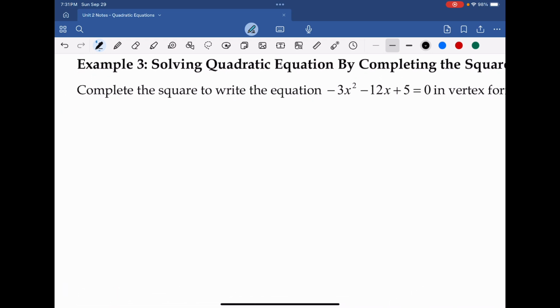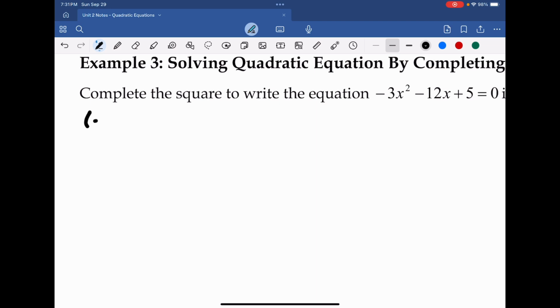So what we're going to do, first and foremost, we want to look for a GCF. Is there a GCF of 3, 12, and 5? No. So we're not going to divide this original equation by anything. Second part, I want to pair together my first 2 terms. Negative 3x squared minus 12x in brackets, and leave the constant term outside of the brackets as such.